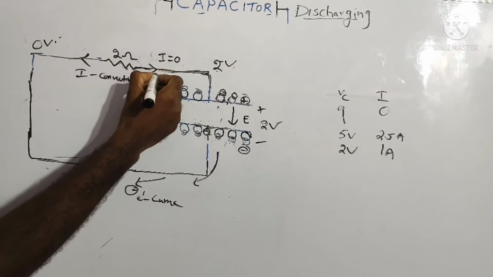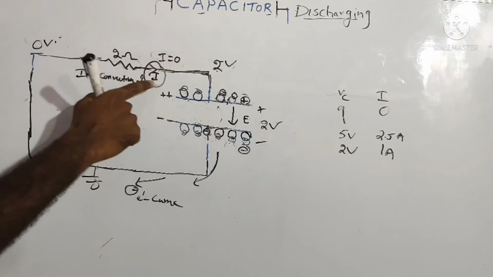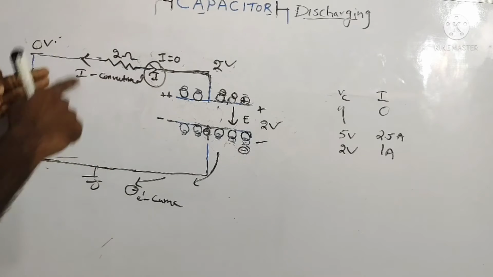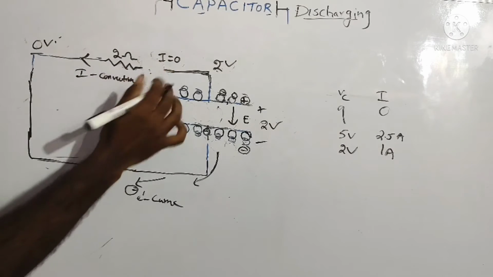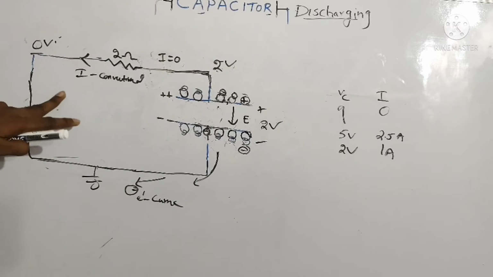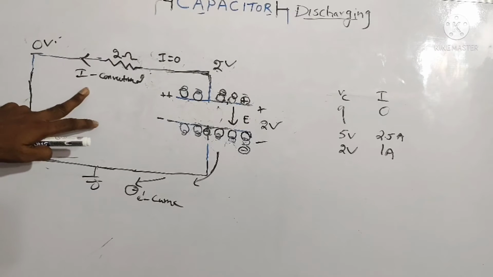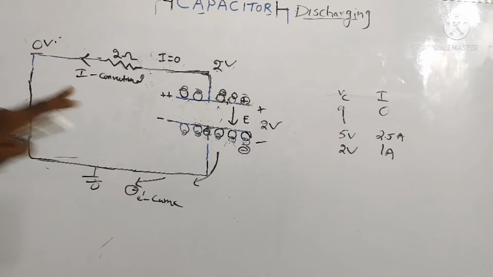Initially during charging, the current direction is like this. This is during charging, but during discharging, the current direction reverses in case of a capacitor, and this is the reason why the current direction reverses in case of discharging.